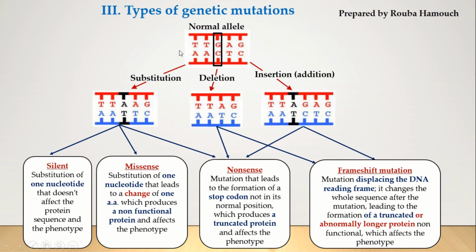What are the three types of mutations and what are the consequences of these mutations? Substitution can be silent or missense or nonsense, while deletion and insertion are nonsense, and they cause a frame shift, a displacement in the DNA reading frame, leading to a truncated or abnormally longer protein.